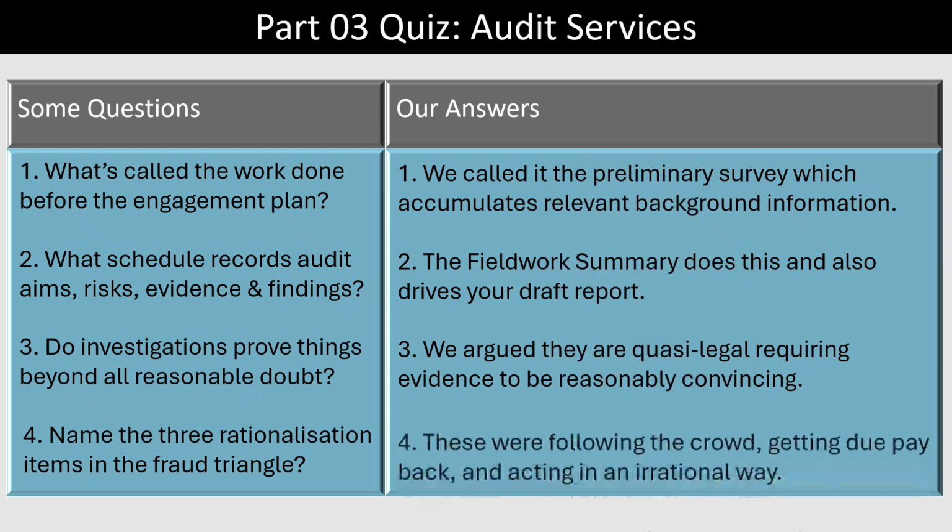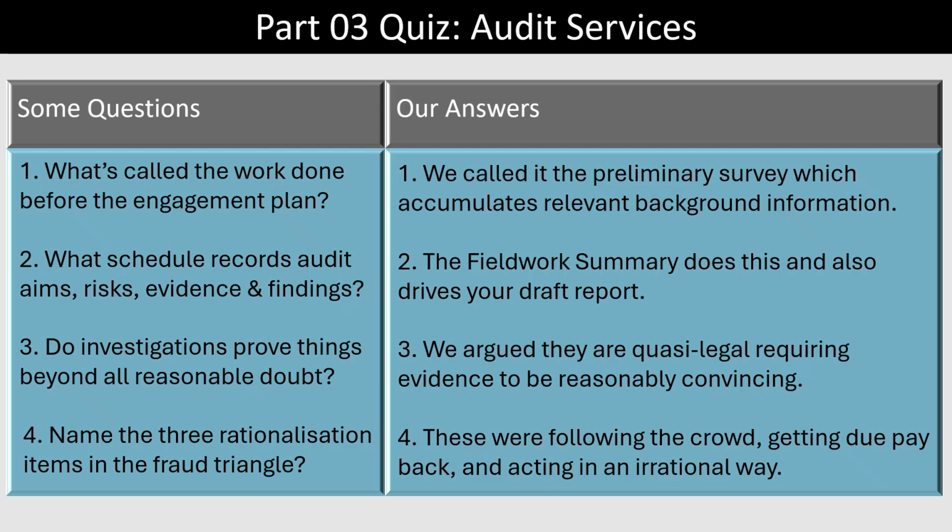The final part of the triangle is this real scary idea of rationalization. This is where otherwise honest people are able to convince themselves that what they're doing is excusable. We've developed 3 further components to support this factor. As well as following the crowd and getting due payback, our third one is simply acting in an irrational way. Irrational behavior is where the justification in question doesn't really make much sense to anyone other than the perpetrator.